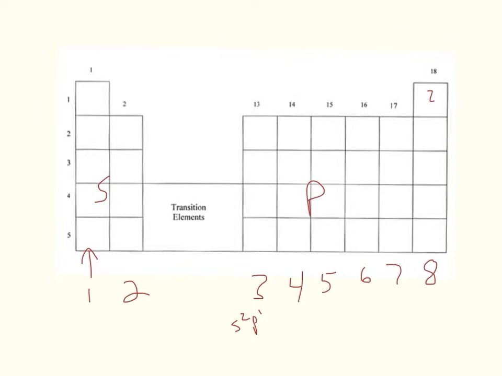So everything in group 1 will have an oxidation number of +1. I'll put a 1 here, even though you're not supposed to write the 1. So everything in group 1 has an oxidation number of +1. Everything in group 2 has an oxidation number of 2+. Okay? Group 3, 3+.